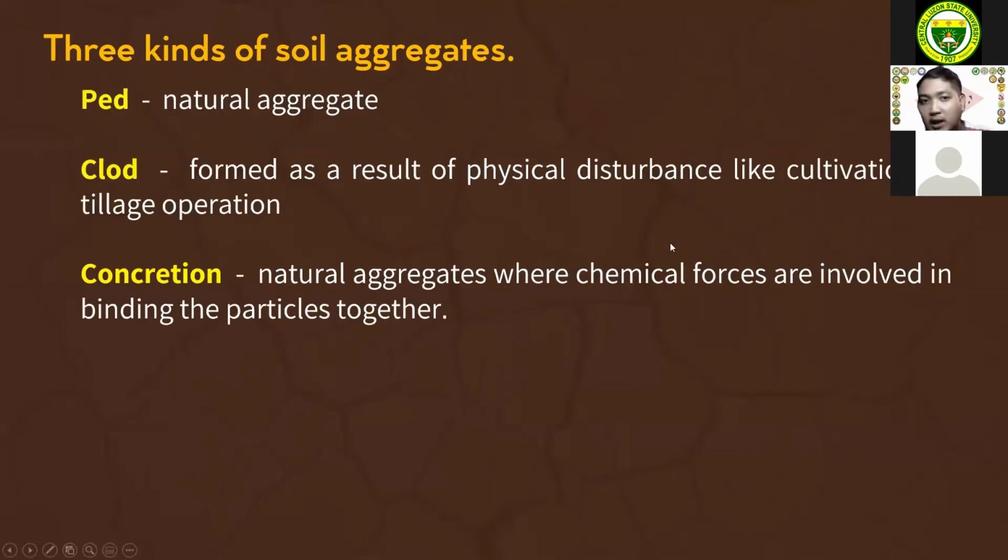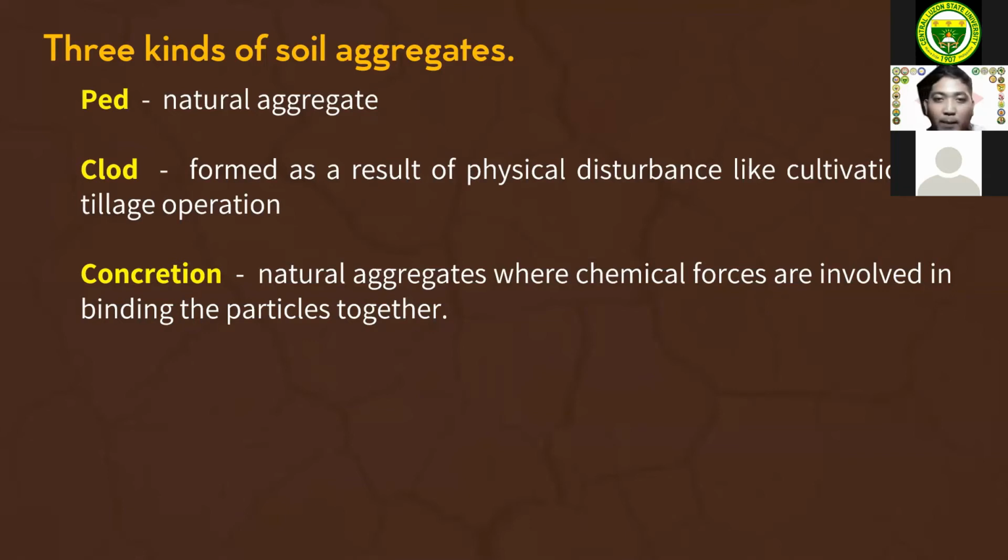So first, before we describe the different types of soil structure, let me discuss first the three kinds of soil aggregates. Yung natural aggregate na tinatawag natin, which is present in nature without any disturbances, yun tinatawag nating Ped. But once we incorporate management or disturbances like cultivating the area, yung mabubuo nating mga aggregates doon is what we call clads. Okay? Clads are formed as a result of physical disturbance like cultivation or tillage operation.